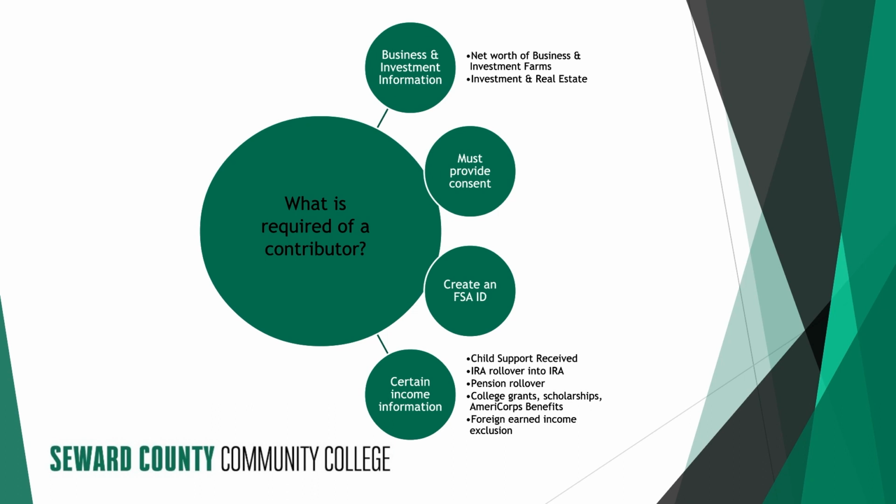You may be wondering, if I'm a contributor, what all information do I have to provide? You will first be asked to provide consent. This does not make the contributor financially responsible. Your consent allows for the IRS to exchange information to the FAFSA form. Without consent, the FAFSA form will not be complete, and the student will not be eligible for Pell Grants, work study, or subsidized loans.